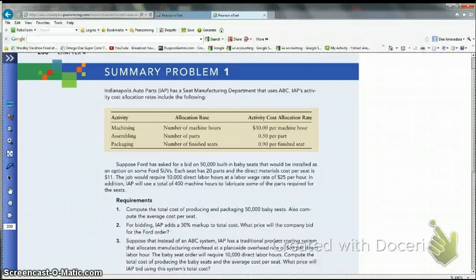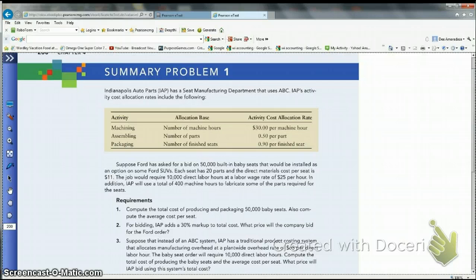Let's go through a summary problem for activity-based costing. Be sure to pause the video and read the question. If the letters are too small to read, it is in your textbook, page 200, so be sure to pause the video and read through the question before you watch the rest of the video.